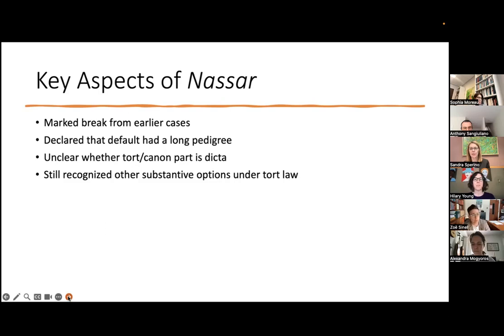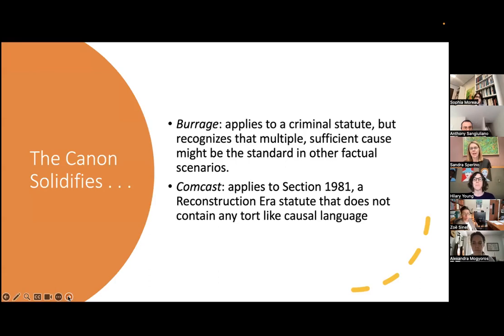And then, very interestingly, the court in Nassar still recognizes other substantive options under tort law. So while it wants to have this default rule, it still recognizes that there are other possibilities for factual cause. Now, very quickly, we get the canon solidifying. There's a criminal case called Burrage, which is actually also an interesting case to read. While it recognizes that there might be other causal standards, it also applies the statutory canon that we assume the plaintiff has to establish but-for cause.